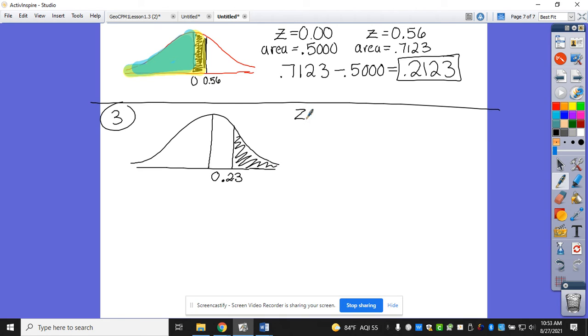So when z equals 0.23, what does my chart tell me is the area? The area to the left of it is 0.5910.